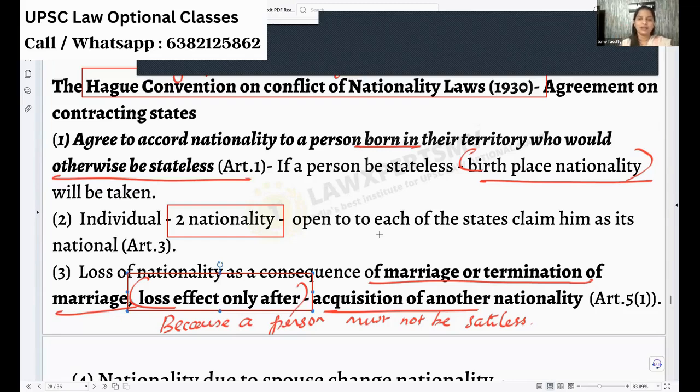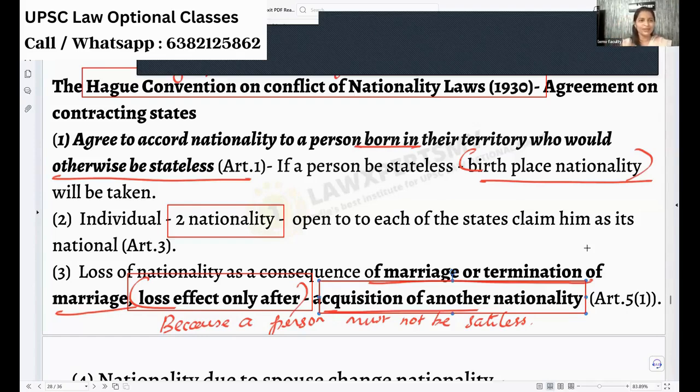Say, for example, I want to lose UK nationality and I want to acquire Indian nationality. Now I lost UK nationality. I did not acquire Indian nationality yet. It is in process. Now I am a stateless person. For this, if my nation is a signatory to this convention, I will lose my British nationality only when I acquire the nationality of another country. It is given under Article 5, Clause 1. Because we shall not have a stateless person.